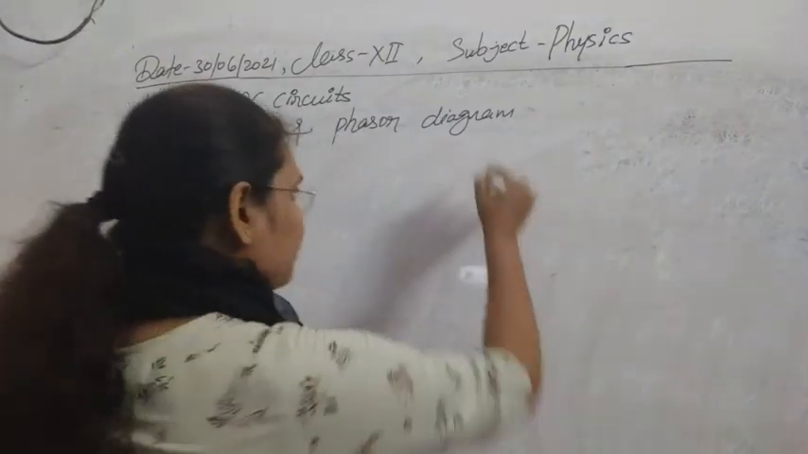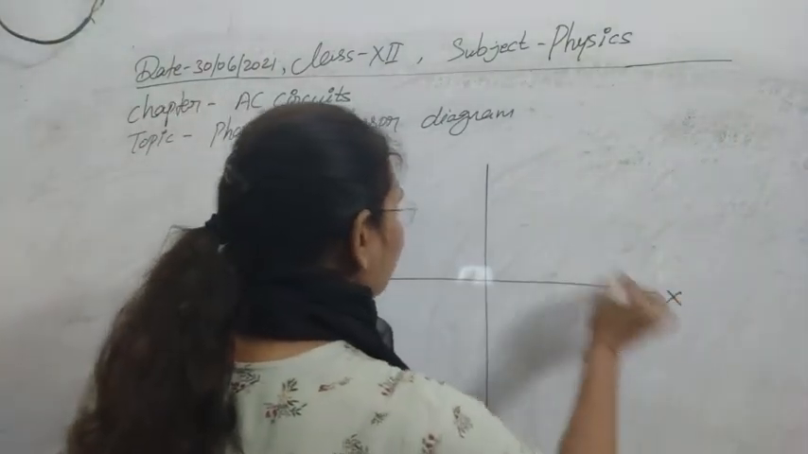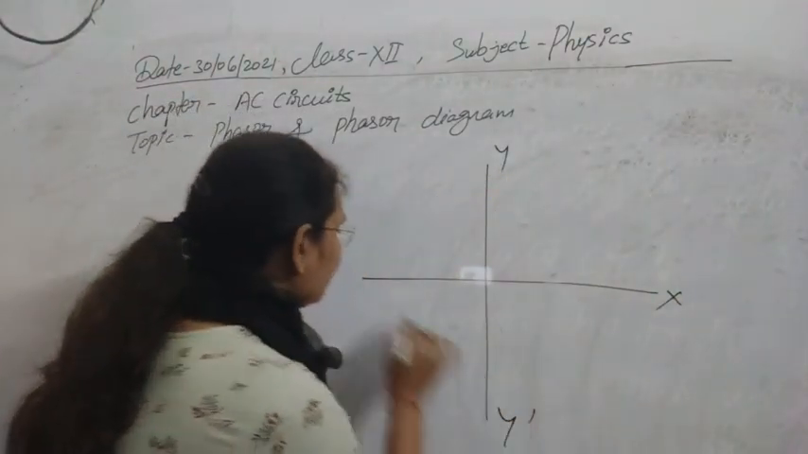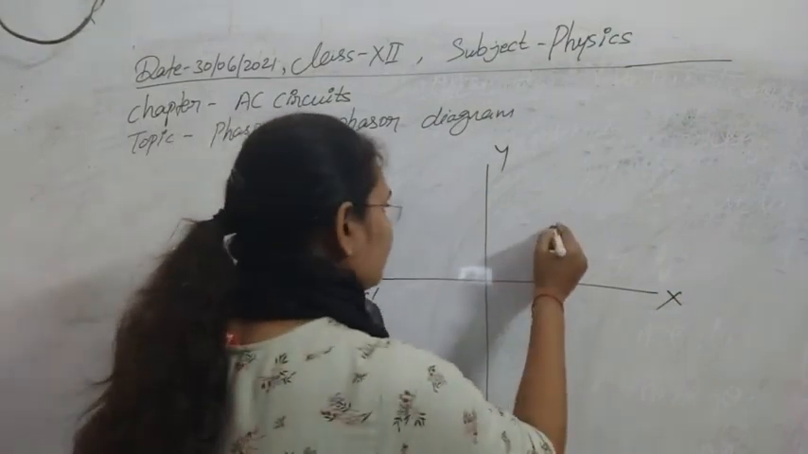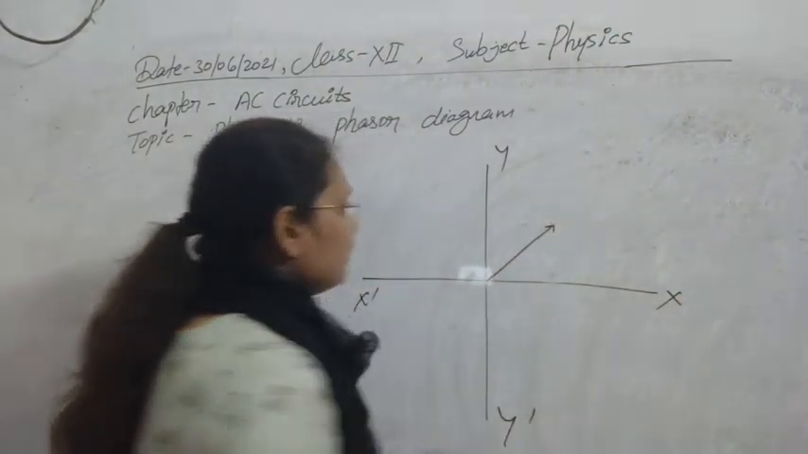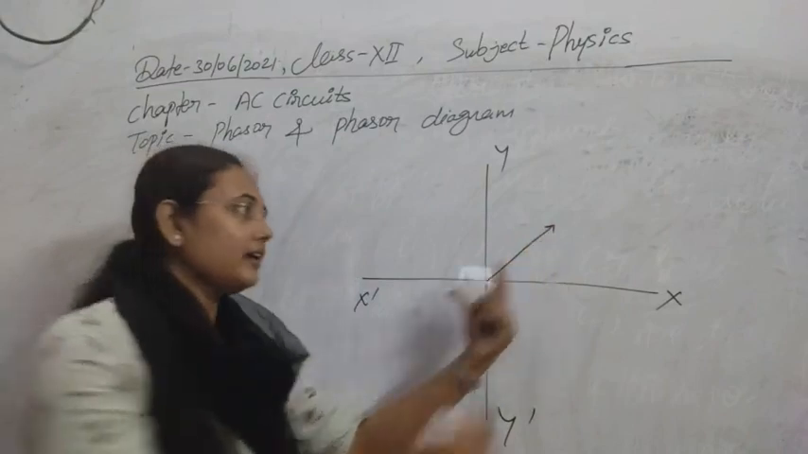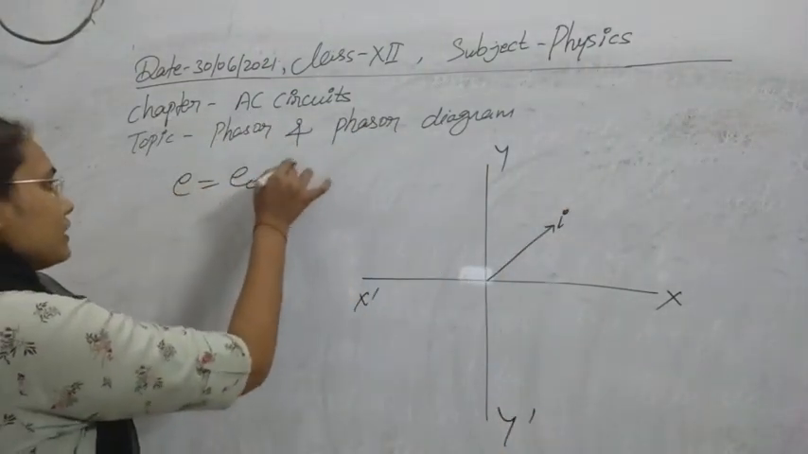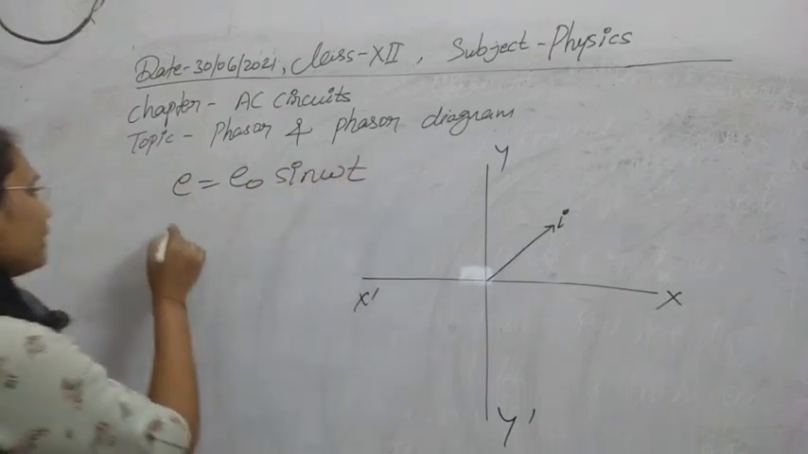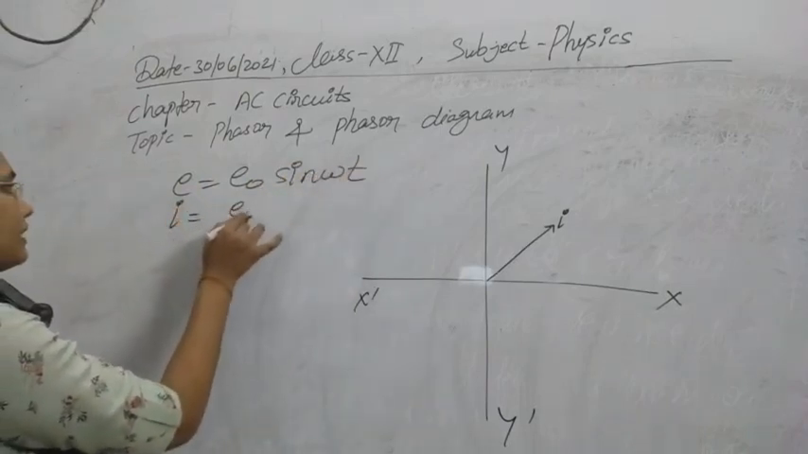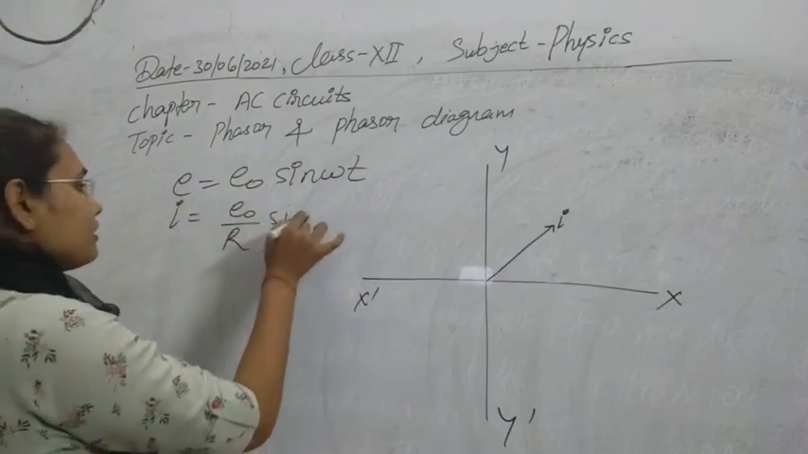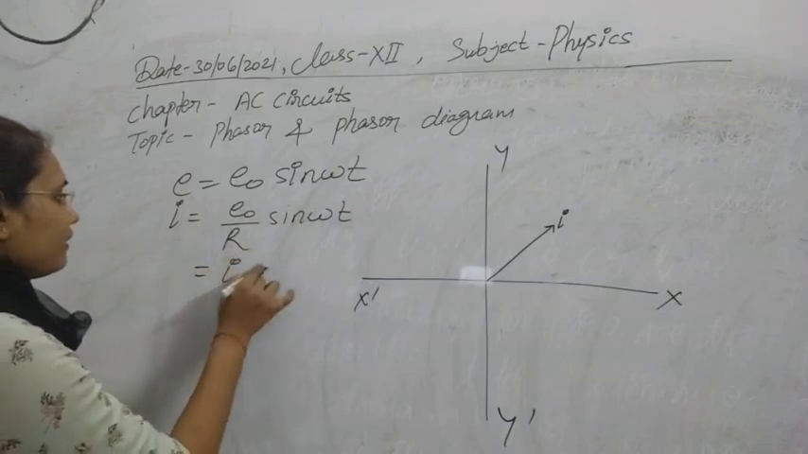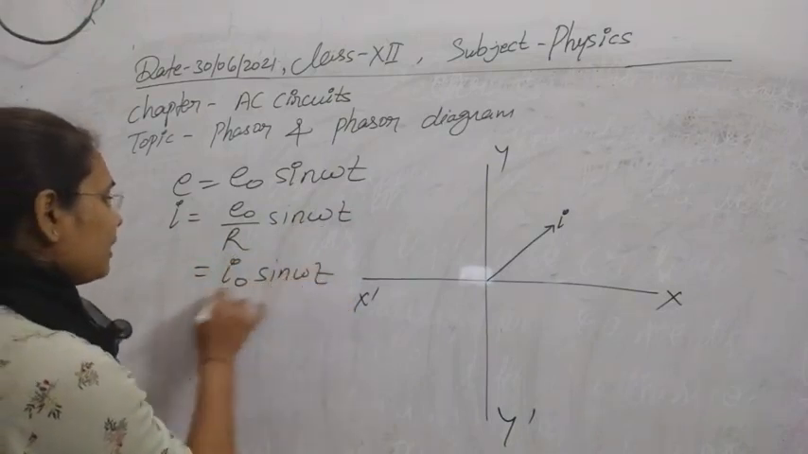Suppose we have a plane here; to make a plane we need a two-dimensional surface. This is the xy plane. In this xy plane, suppose this is one vector denoting the alternating current. By formula, this is the formula to represent the alternating voltage, and this is the formula to represent the alternating current: E0 upon R sin omega t, or in place of E0 by R we can write I0 sin omega t.